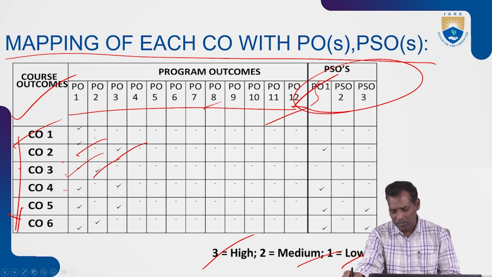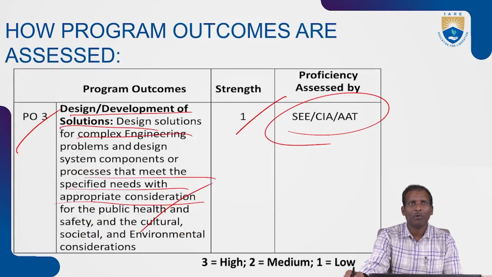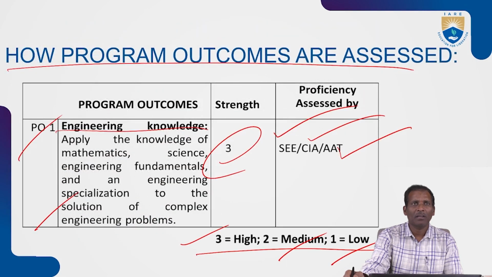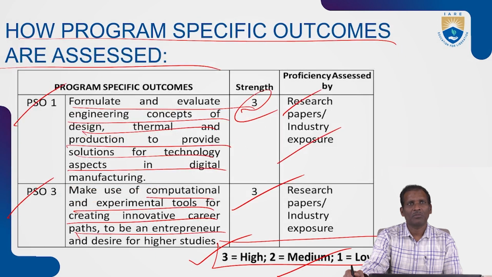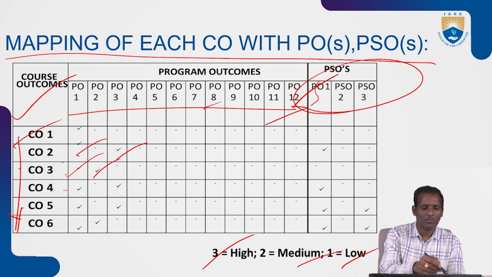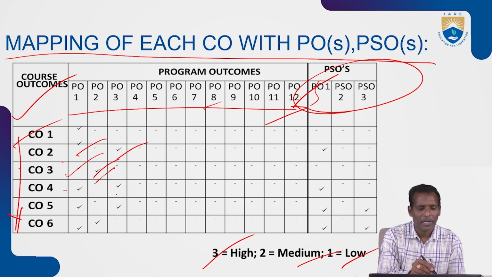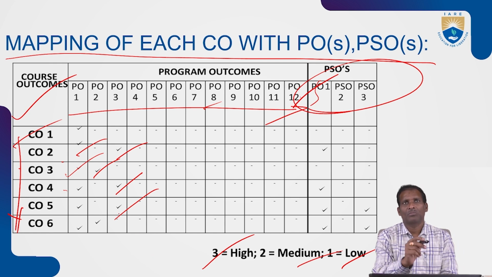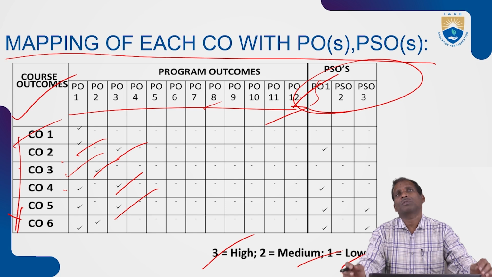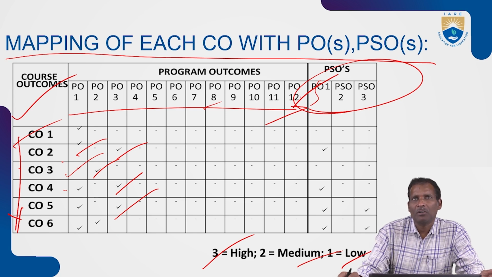CO1 is mapped to PO1. What is PO1? PO1 is mapped by all COs. Why? Because this is engineering knowledge. CO1, CO2 and CO3 up to CO6, and next CO3 is mapped to PO2 and PO3, CO4 and CO5 to PO3.